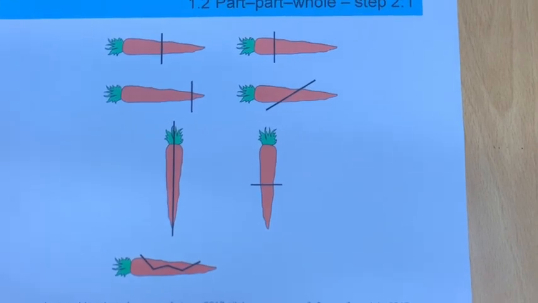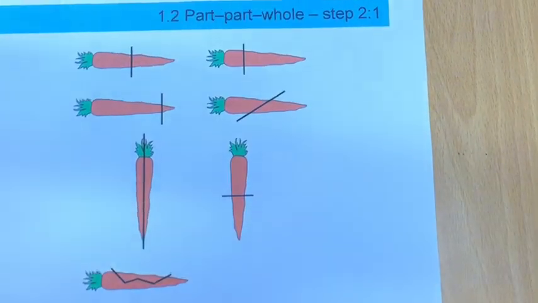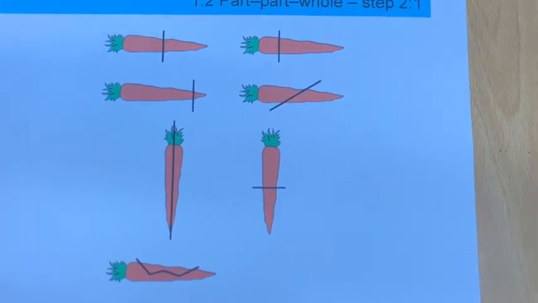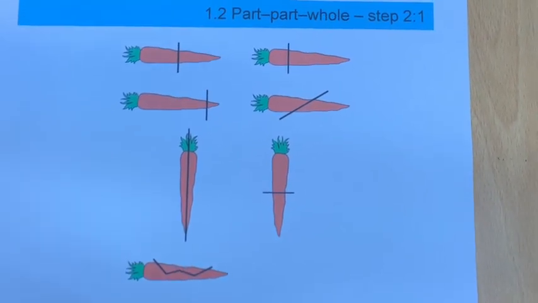Have a little look. Pause the video because you'll need to have a really good look at all the carrots. But there are 2 carrots on this sheet that have been cut in the same way. Which ones are they? Can you find them? And tell me. Good luck.